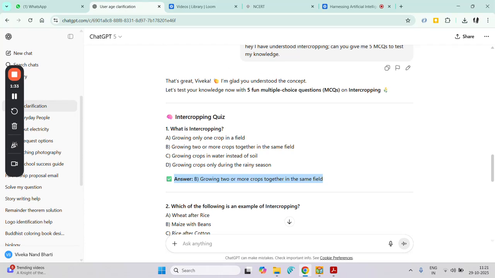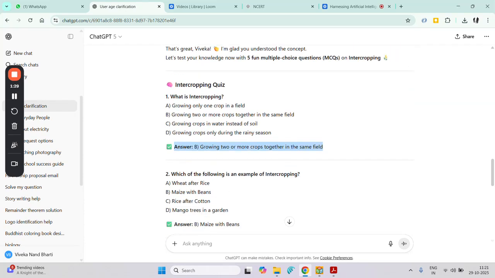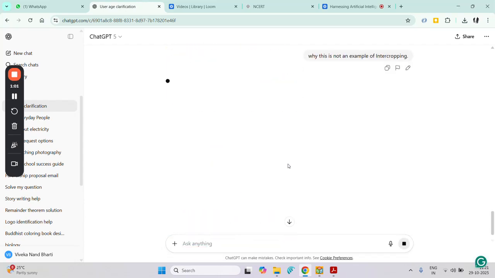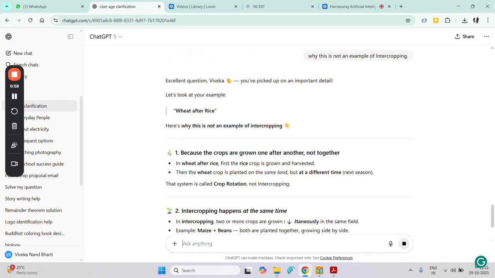Okay. And suppose, for example, which of the following is an example of intercropping? Suppose you are not sure why wheat after rice is not an example of intercropping. Then you ask why this is not an example of intercropping. So you don't have to stop at one place. You have to start a conversation with ChatGPT so that you understand it better.